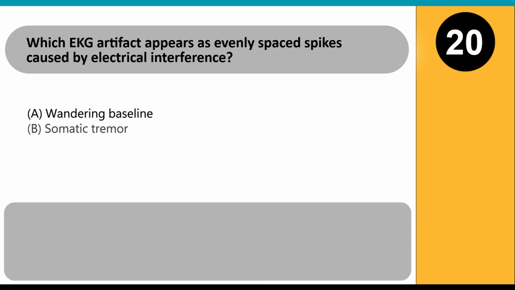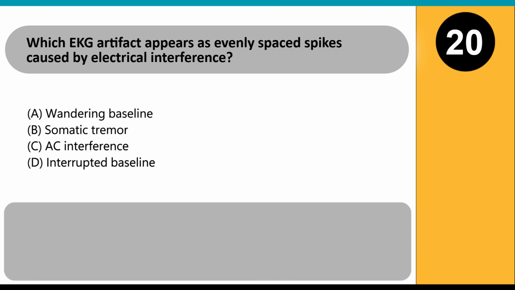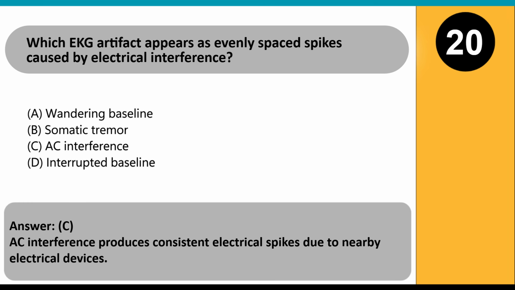Which EKG artifact appears as evenly spaced spikes caused by electrical interference? A. Wandering baseline. B. Somatic tremor. C. AC interference. D. Interrupted baseline. Answer C. AC interference produces consistent electrical spikes due to nearby electrical devices.